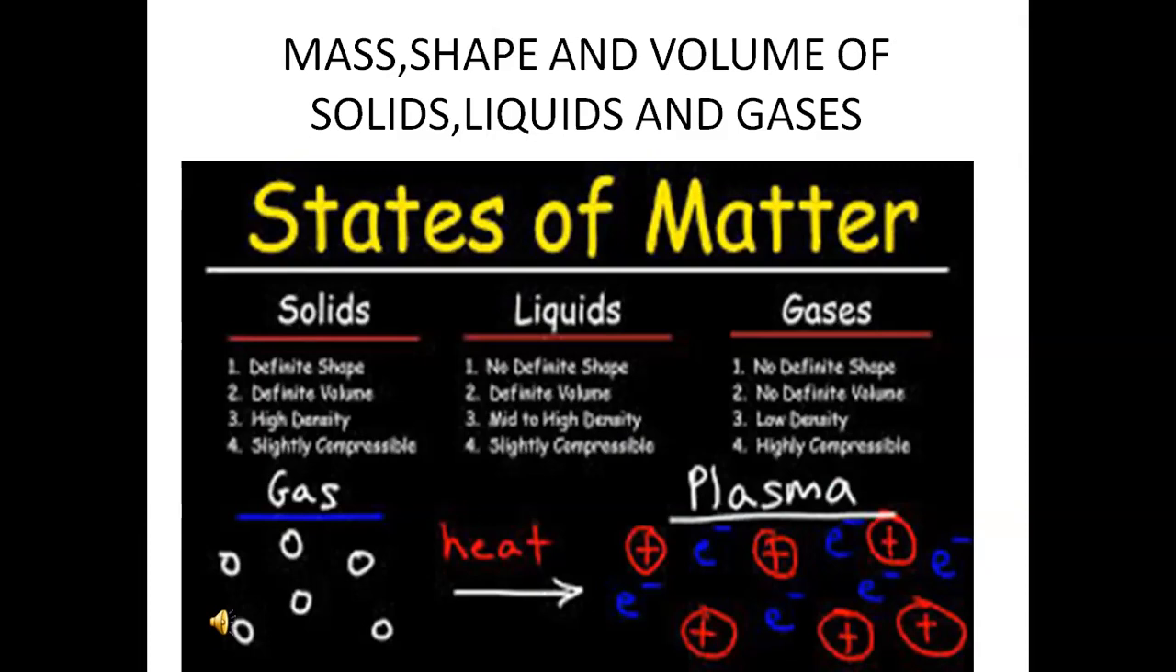A solid does not need a container, because its particles are tightly packed and it has a definite shape. But liquid has no definite shape and gas also has no definite shape. So matter has to be contained.